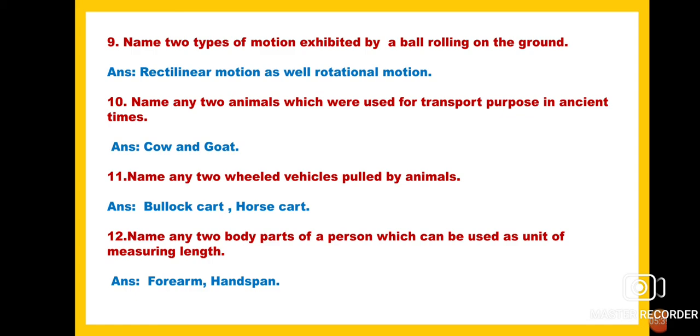All right, number 11. Name any two-wheeled vehicles pulled by animals. Bullock cart and horse cart. Okay. Number 12. Name any two body parts of a person which can be used as a unit of measuring length. Okay, so before the invention of standard units of measurement, people used a common thing, a part of their body, to estimate length. So two such examples are, number 1, forearm, and number 2, handspan.